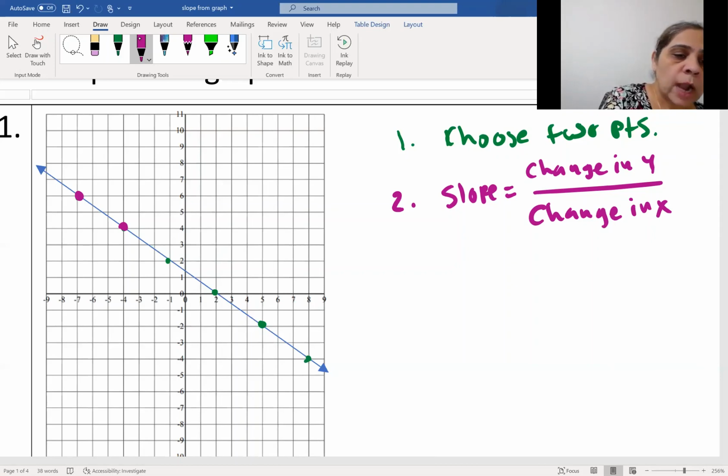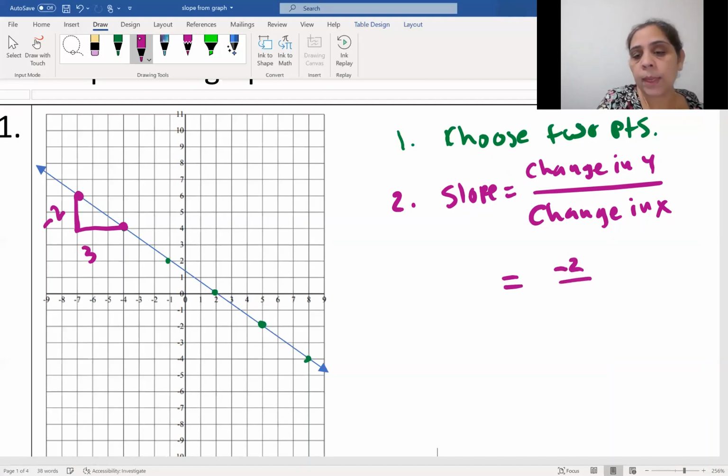To travel from this point to get here, how many units do you need to travel vertically? We are going down, so we can say -2 units. And on the right hand side, you are moving 3 units, right? So you can say change in y is -2 and change in x is 3. So that is your slope.